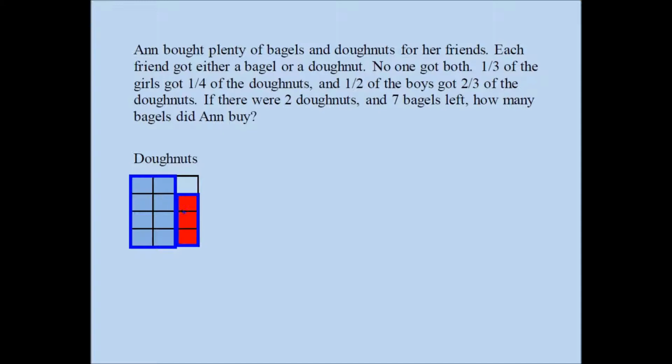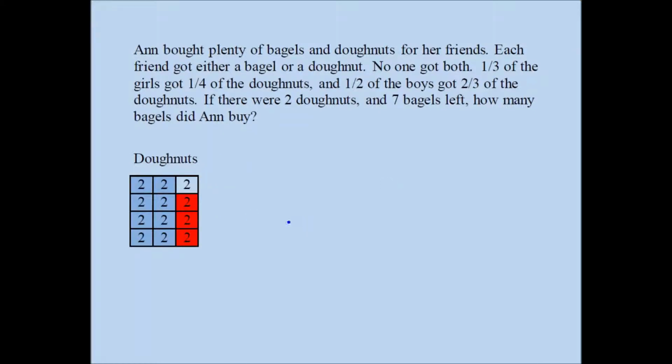Once these doughnuts were removed, there were two doughnuts left. So this has to represent 2. And that helps me understand that the entire rectangle must represent 24 doughnuts because there are 12 boxes. So altogether, Anne bought 24 doughnuts, and we need to find out how many bagels she bought.